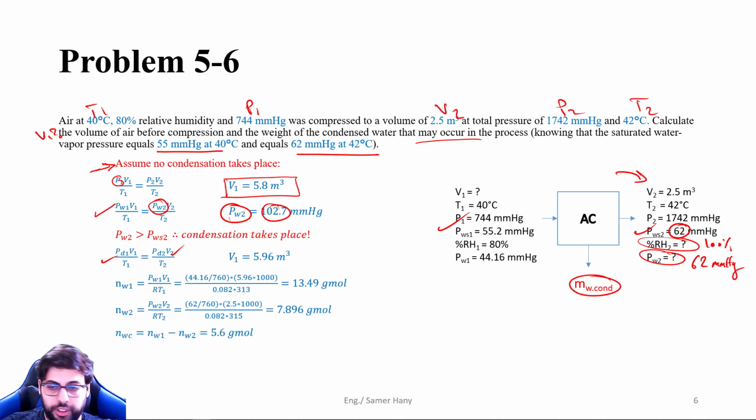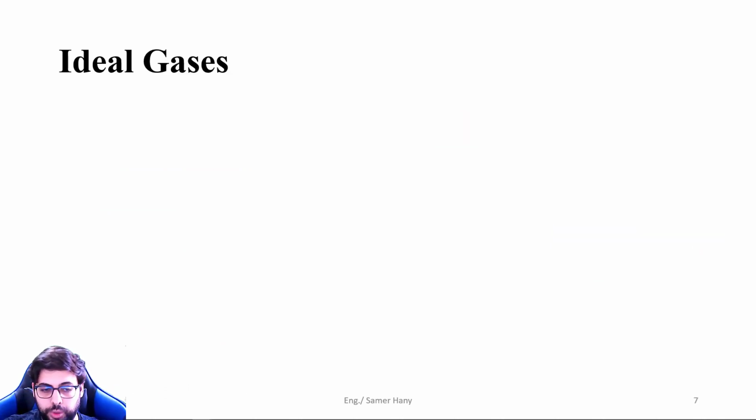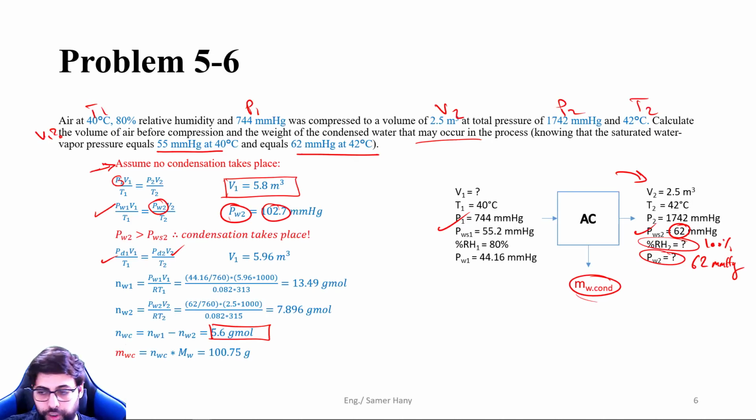And then to get the total weight of water condensed, we need to first get the number of moles condensed, which is 5.6 gram moles. And to get the total weight, we just multiply that by the molecular weight of water to get the final answer. All right?